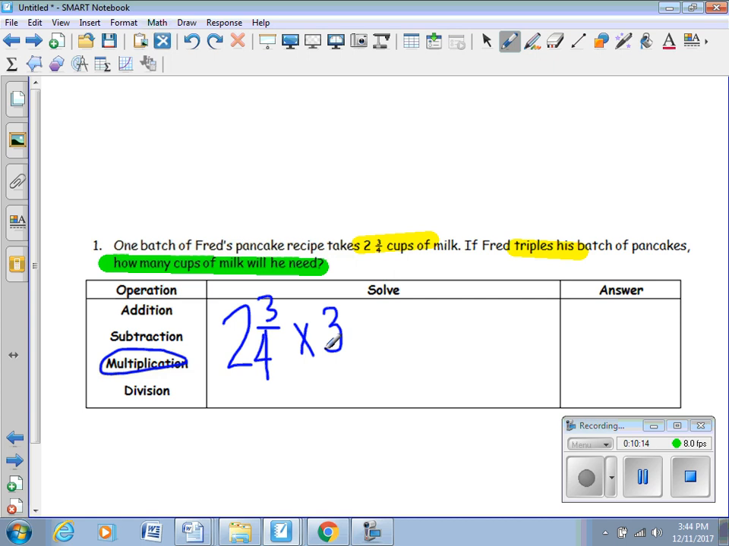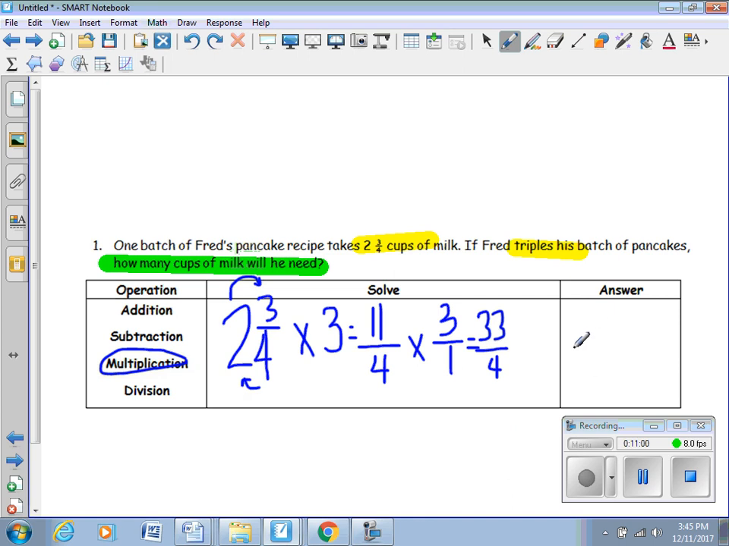Remember that on your multiplication, the first step is to change the whole number or mixed numbers into improper fractions. So I'm going to do 4 times 2, which is 8, and 8 plus 3, which is 11. So this becomes 11 fourths, and then I'm multiplying it by 3. 3 is my whole number, and remember we make a whole number a fraction by putting a 1 under it. Now I can multiply straight across. I get 3 times 11, which is 33. And then 4 times 1, which is 4.